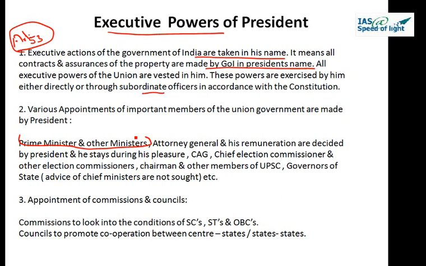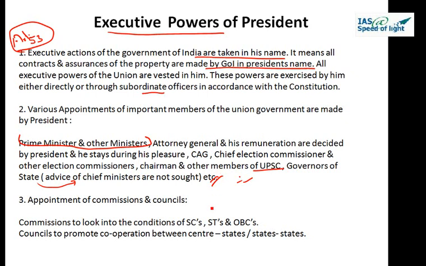And for the other ministers also, the appointment has to be done on the advice of the Prime Minister. Then the Attorney General, whose remuneration is decided by the President, and he stays during his pleasure. Comptroller and Auditor General, Chief Election Commissioner and other election commissioners, chairman and other members of UPSC, and the governors of the states. In this, the advice of the Chief Minister is not sought for the appointment of the governor of that particular state.